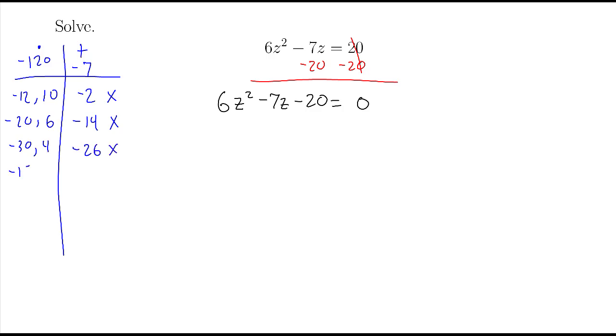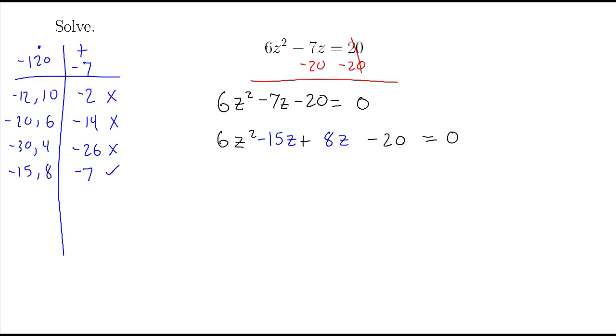Negative 15 and 8. Those multiply together to be negative 120. Those add up to negative 7. Okay, good. Negative 15 and 8. I'm going to use those two numbers to split the middle term, negative 7z, into two terms. Okay, I'm going to have negative 15z, and I'm going to have positive 8z.